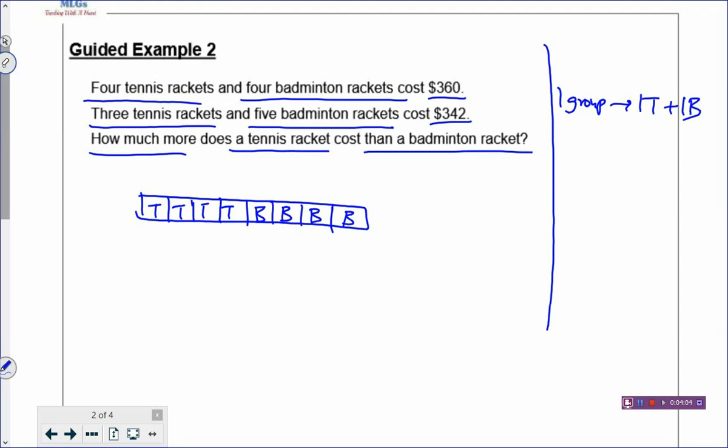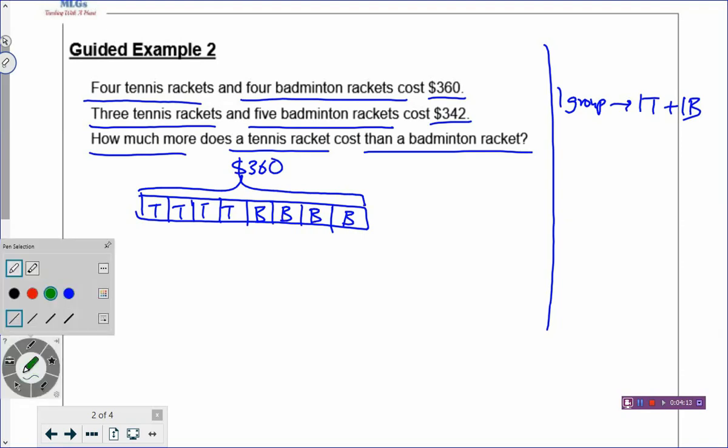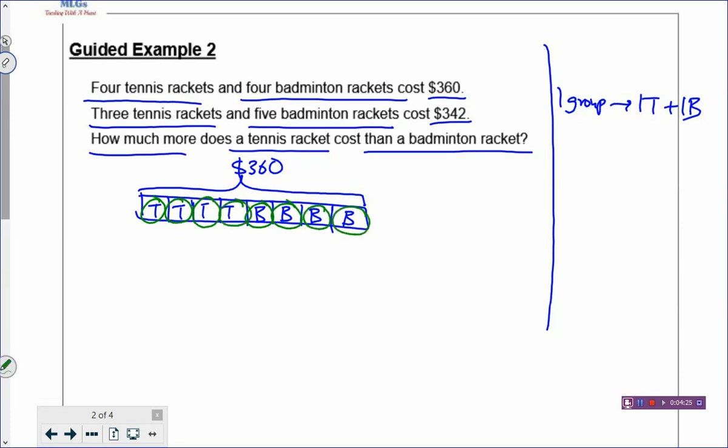And you can see that how much is all these tennis and badminton rackets? That will be $360. So how many groups make up this model? Now you can start to circle one group. That's one group, and then you have a second group. All right. So you have 2 groups already, and then you have 3 groups, and then you have 4 groups. So you have 4 groups, which is $360. So how much is one group? Well, if 4 groups is $360, then you just divide by 4. So your one group will be $90.